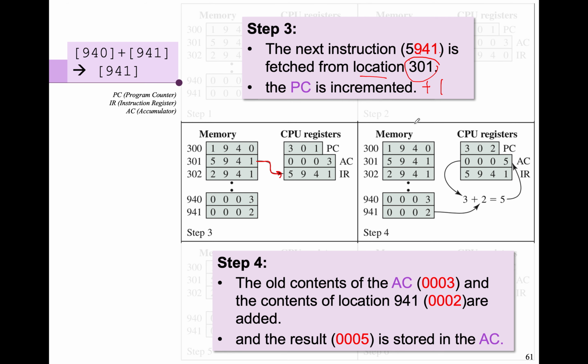Fourth step, the old content of AC, this is the old content of your AC, and the content of your 941 are added, because you're going to add the values inside these two addresses. And the result, 0005, is stored in the AC. So you add over here, and it is going to be stored inside your AC.